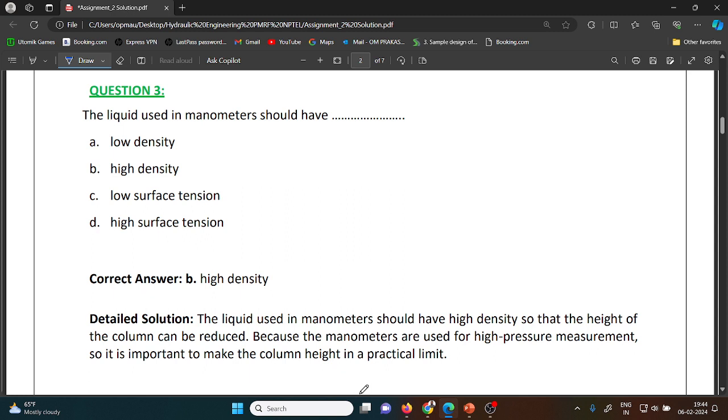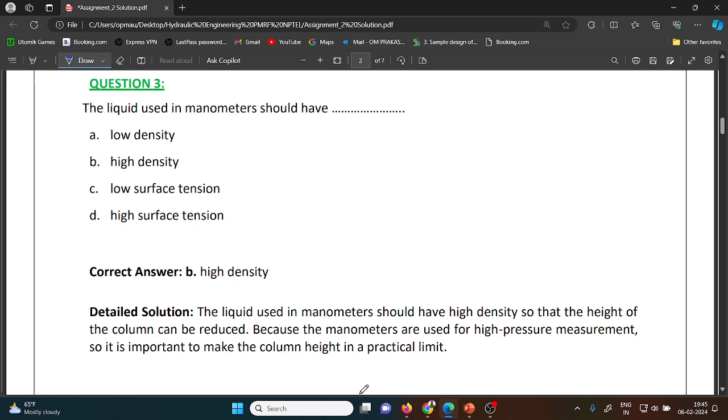Let me read it. The liquid used in a manometer should have a high density so that the height of the column can be reduced. Because manometers are used for high pressure measurement, it is important to keep the column height at a practical level. So that is the reason behind it. Now moving ahead to the next question.